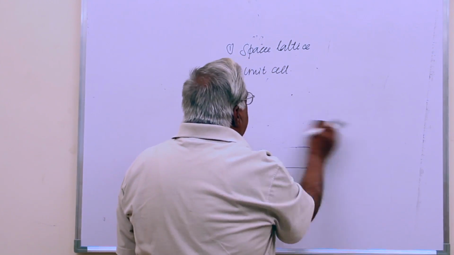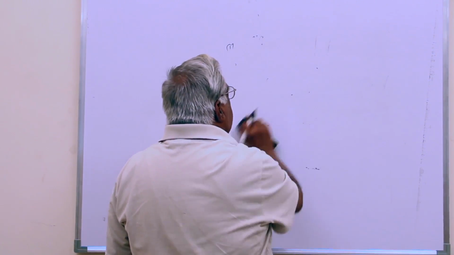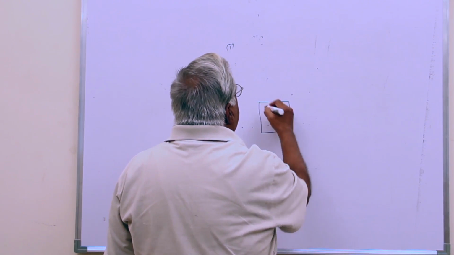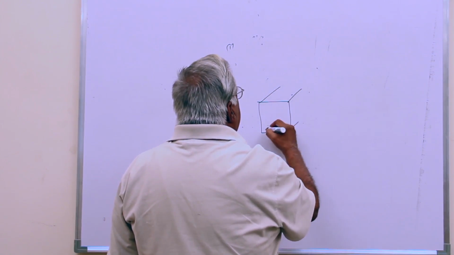Any space lattice or unit cell is characterized by 3 important properties. I take for example a cube. Say this is a cube.